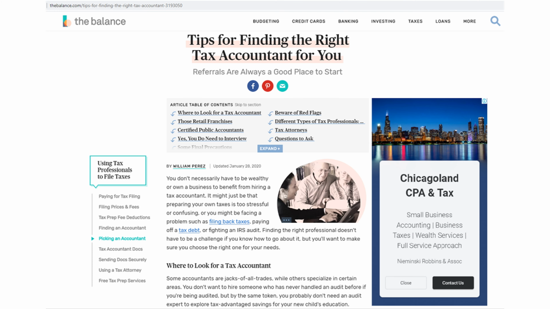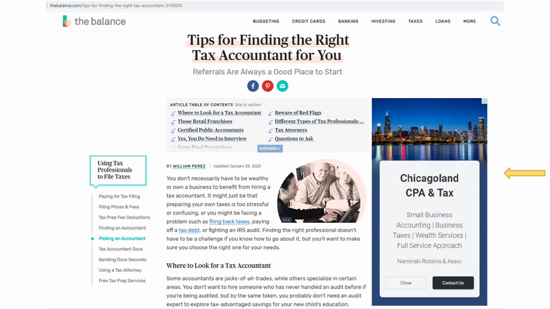With display advertising, we have access to most well-known business and financial websites, apps, and YouTube channels. We never target entire websites, but instead target specific articles and sections of websites. The goal is to replicate the intent that you have with search ads. In this example, the article, Tips for Finding the Right Tax Accountant for You, is likely to be read by a person who is in the market.